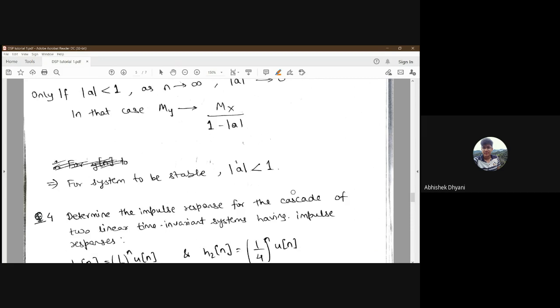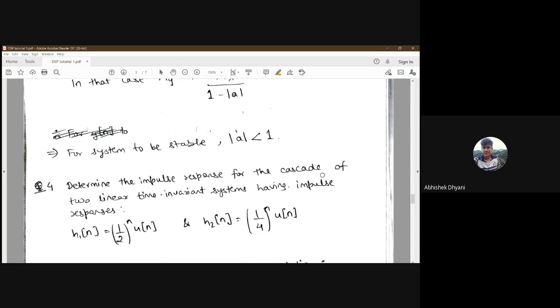Now coming to the fourth question. In this question, we are given two impulse responses of two linear time invariant systems, and we are told that these two systems are in cascade. And we are supposed to determine the impulse response of this cascade arrangement.